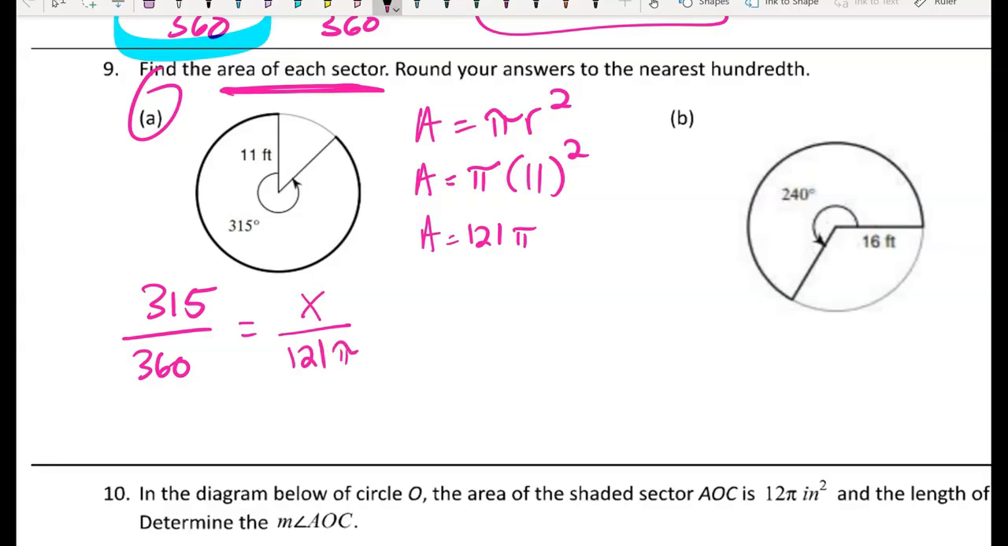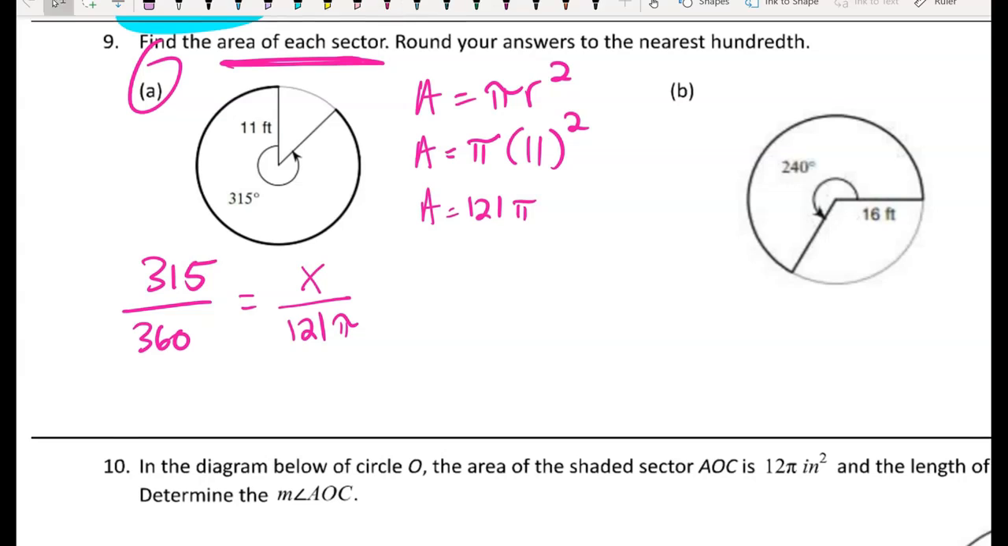Again, I'm going to cross multiply. 315 times 121 is 38,115. Again, if you want to multiply the pi and have all those decimals there, be my guest, because we're going to have to round anyway.